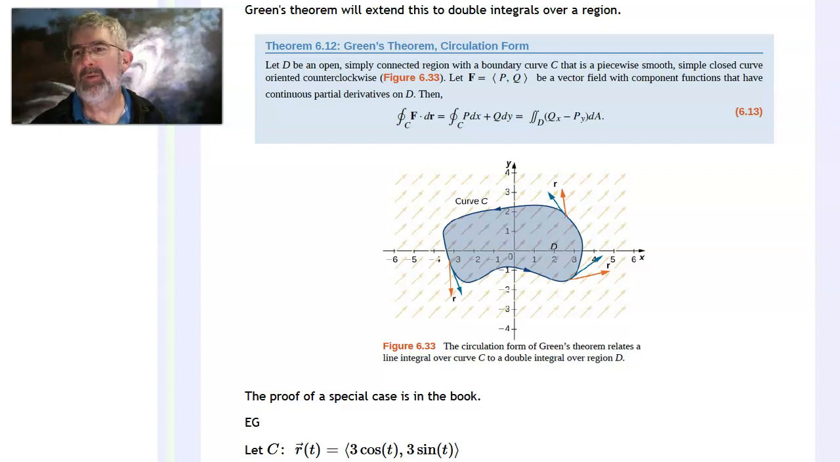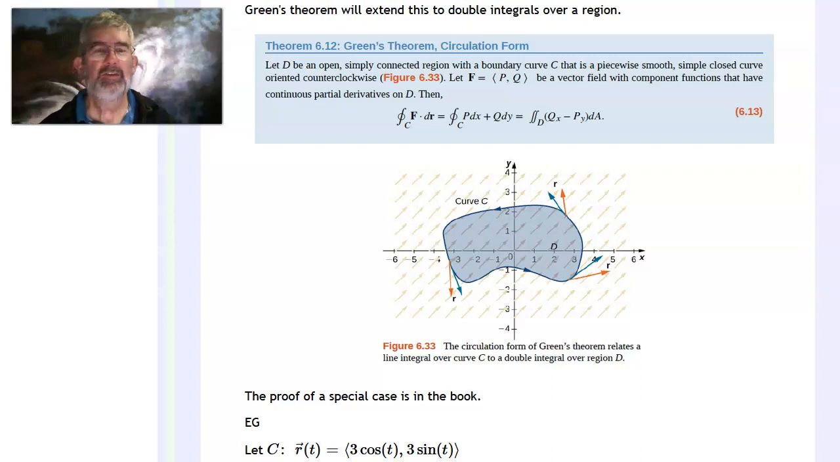And this is a piecewise smooth curve. So piecewise smooth means there's finitely many parts of it that are differentiable. They have derivatives, continuous derivatives. Simple closed, so C is a piecewise smooth, simple closed curve. Simple meaning it doesn't cross over itself, closed meaning it starts and ends in the same place, right? There's a lot of adjectives describing what's going on. We have an open, simply connected region and a piecewise smooth, simple closed curve, oriented counterclockwise.